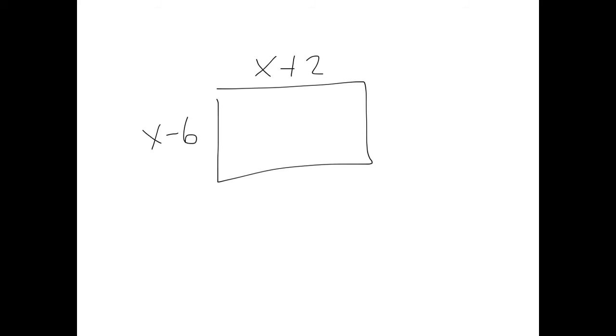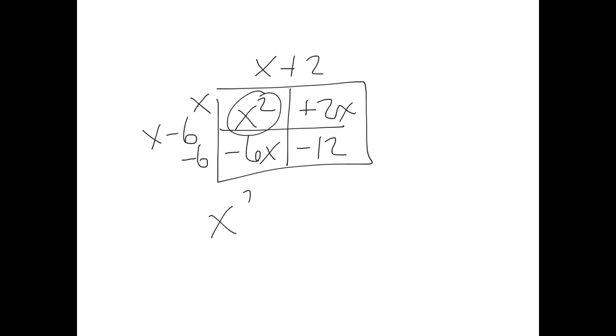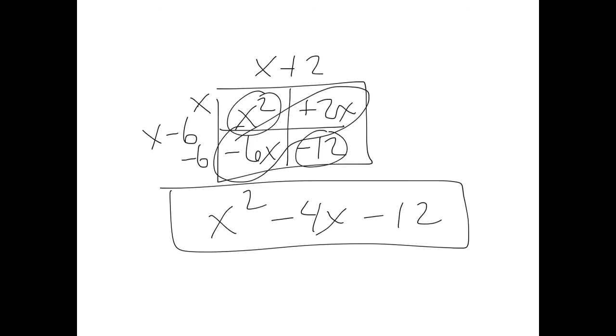Sometimes they put them in the form of an application problem. So you might have a rectangle that has an x plus 2 side and an x minus 6 side. And so really this becomes its own box problem. Just split up the x and the minus 6 this way. X times x is x squared, x times 2 is 2x, negative 6 times x is negative 6x, negative 6 times 2 is negative 12. Front part of the answer, back part of the answer, negative 6 plus 2 is negative 4x. There you go. So anytime you're asked to simplify or multiply binomials, this works.